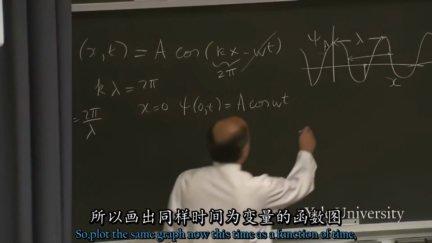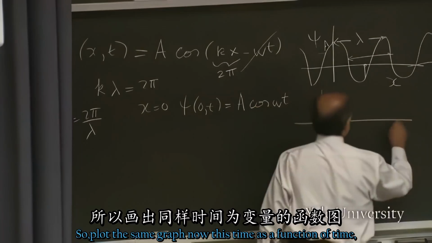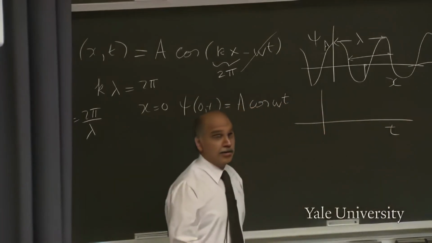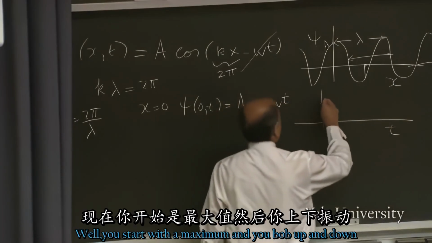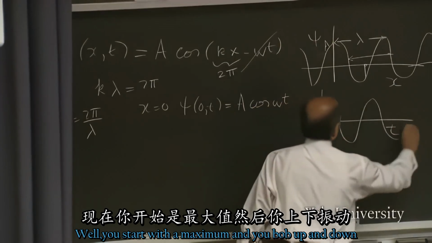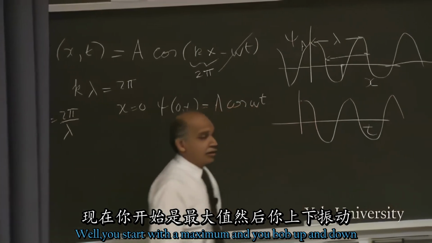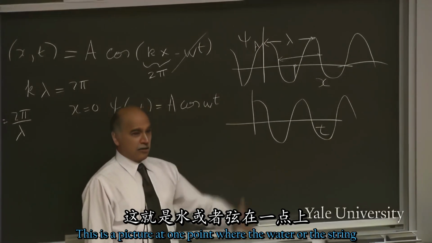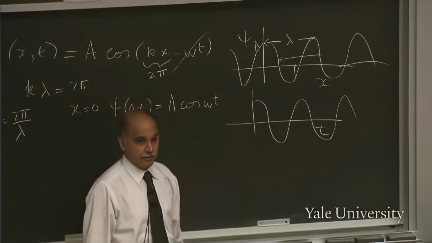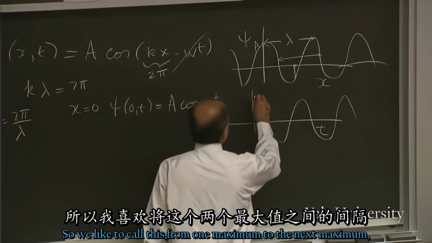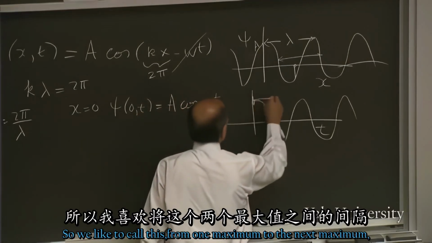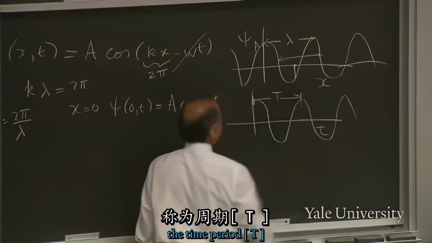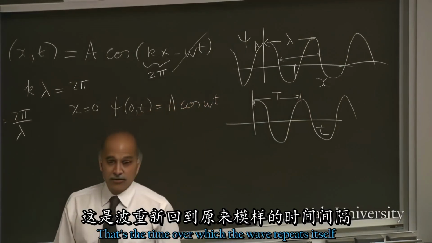So plot the same graph now, this time as a function of time, and ask what happens. Well, you start with a maximum, and you bob up and down. This is a picture at one point where the water or the string goes up and down. So we like to call this, from one maximum to the next maximum, the time period. That's the time over which the wave repeats itself.